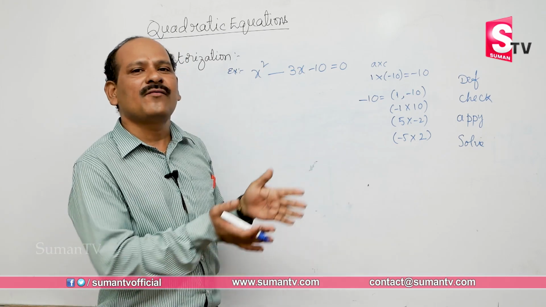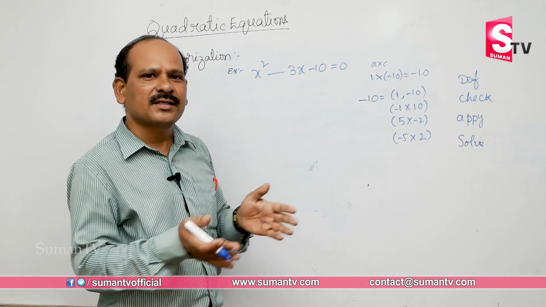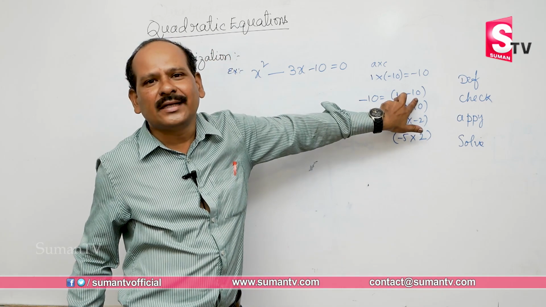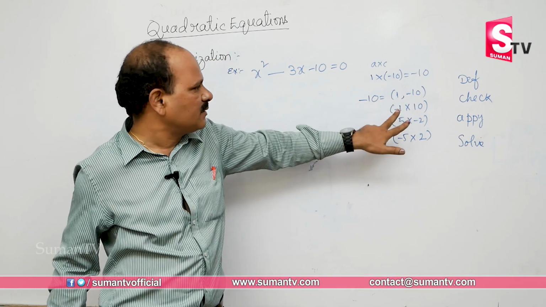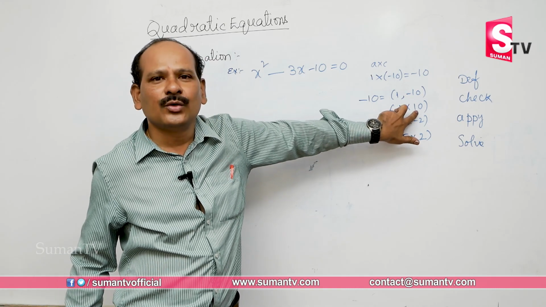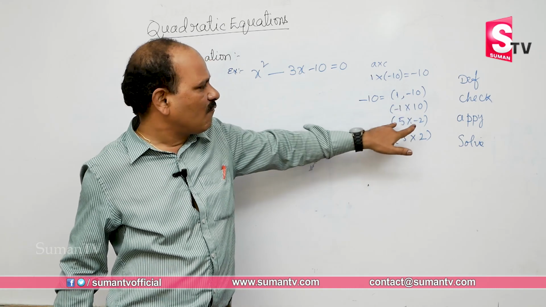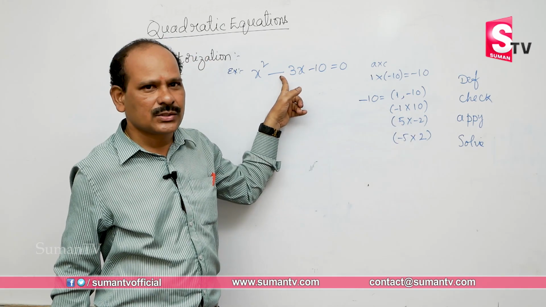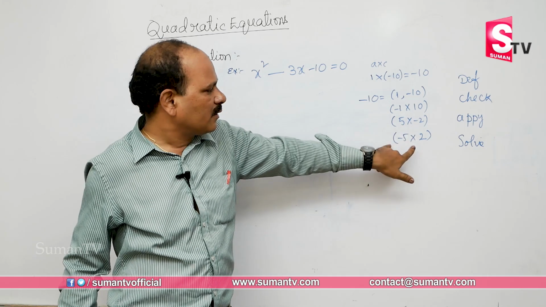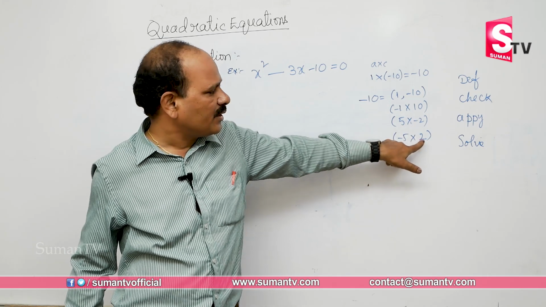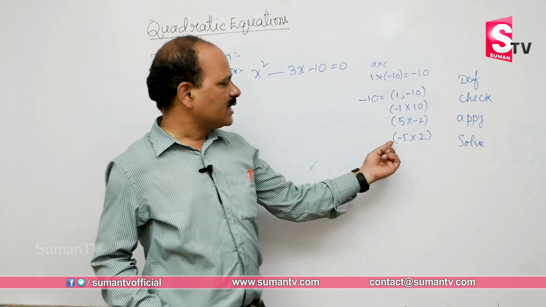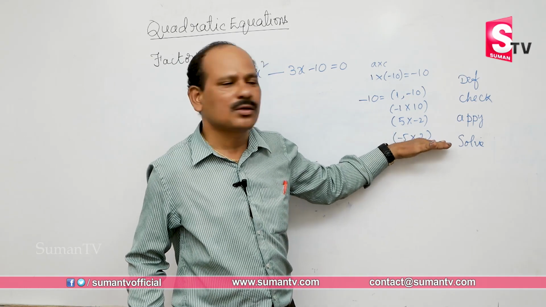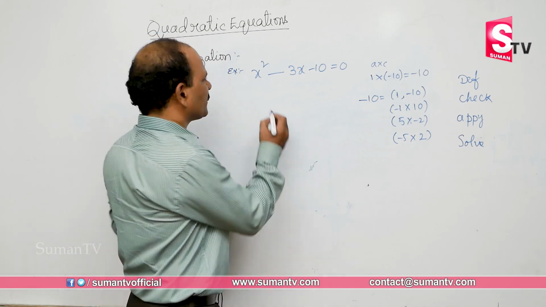But which pair of factors do I have to take? Which factors do I have to choose? See, first one. 1 and minus 10. If you add these two, you will get minus 9 as the answer. Minus 1 and 10. Here, you will get plus 9 as the answer. 5 and minus 2, you will get plus 3. But here you have minus 3. So, these factors are not suitable. Come to the final one. Minus 5 and 2. You are getting minus 5 plus 2. You are getting minus 3. So, these two factors are suitable for the middle term.